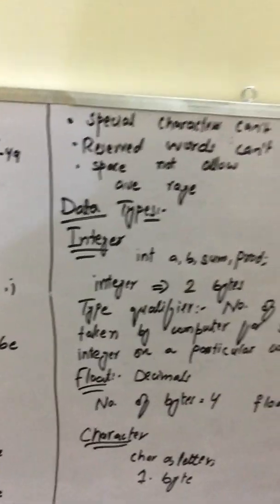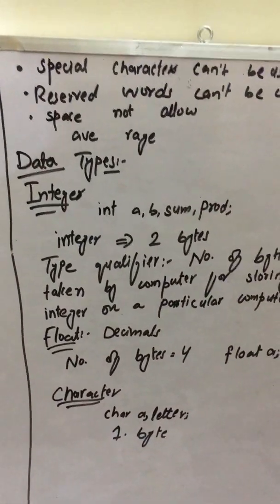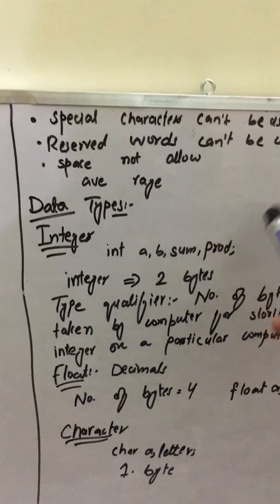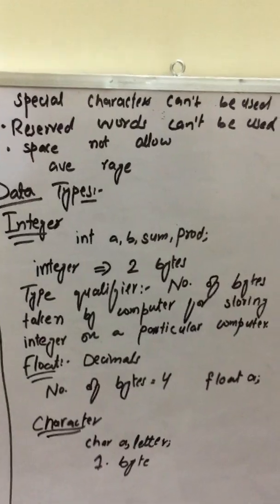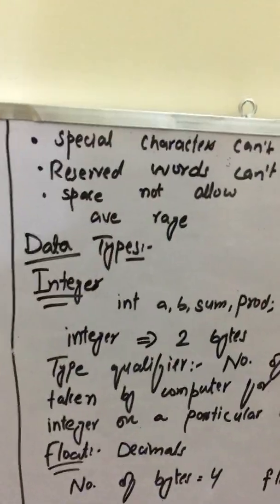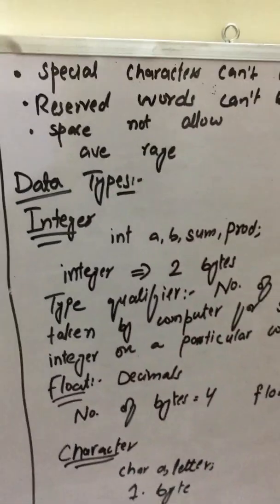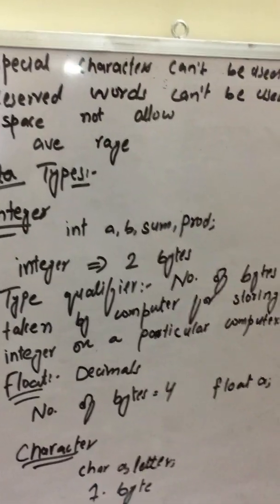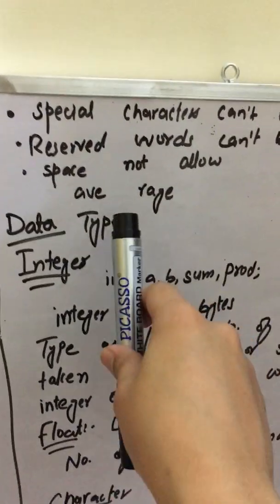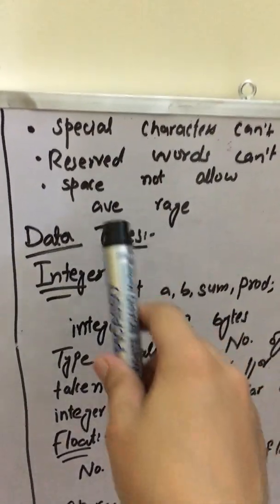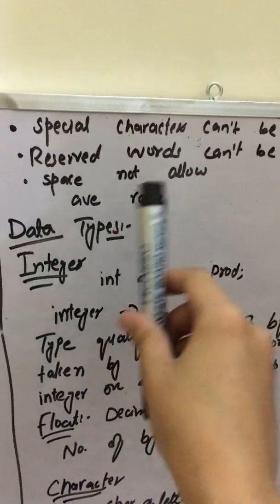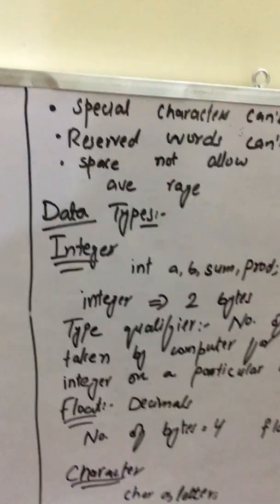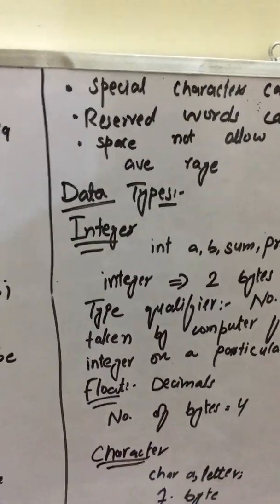Then special characters cannot be used except underscore. Your reserved words cannot be used. What are the reserved words? These are the words which are set aside by your compiler to be used by itself only. We have already discussed some of the reserved words. Then space is not allowed. For example, if I want to write average, then I have to write it completely as one word. If I put a space in it, then your compiler will interpret it as a different thing because spaces are not allowed.